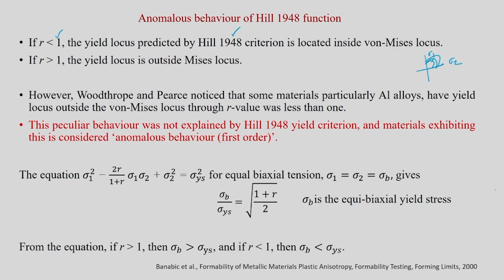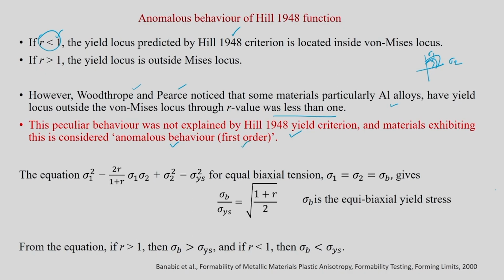But later on, Woodthorpe and Pearce, these two scientists, noticed that some materials, particularly aluminum alloys, have a yield locus outside von Mises, though the R value is less than 1. Instead of being located inside the von Mises yield locus, it was outside. This peculiar behavior could not be explained by Hill's 1948 yield function, and that behavior is called anomalous behavior, generally called anomalous behavior of the first order.